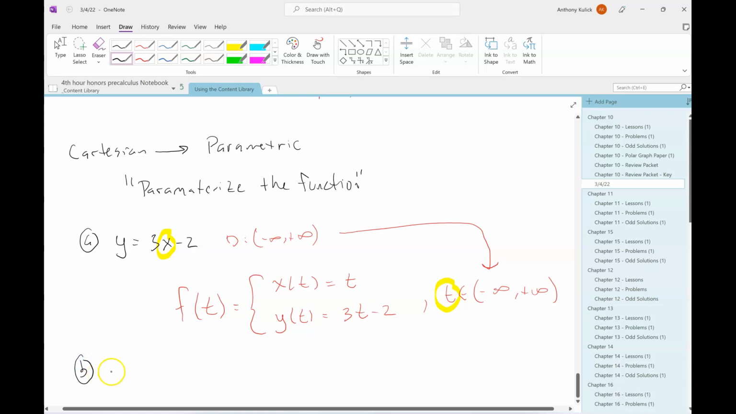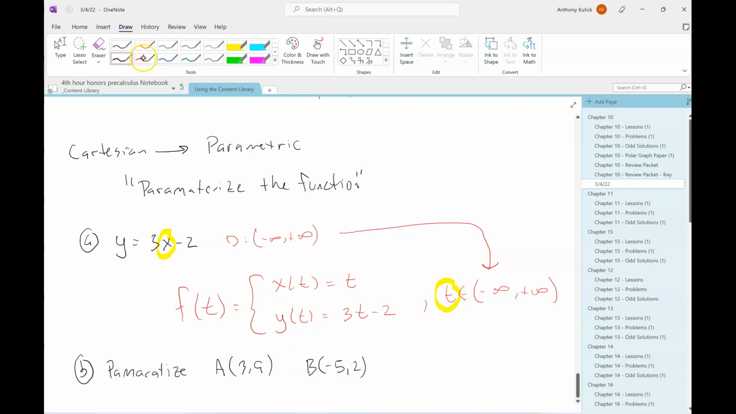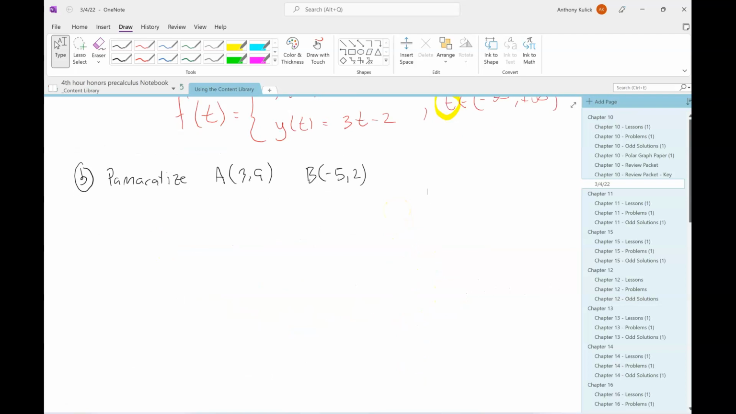All right. What if we want the parameterization of the line that passes through these two points? Well, there's the obvious thing you could do. You could use the two points to write your slope-intercept equation for the line and do the same thing that we just did in the previous problem, right? Is there a better way to do it than that? There is. There's a faster way to do it. Not that that's a bad way, but there's a faster way.